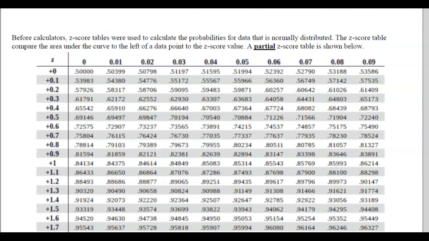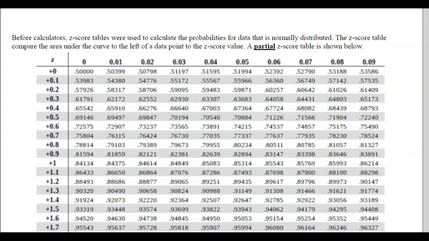Take a look at the next page. For calculators, z-score tables were used to calculate the probabilities for data that is normally distributed. The z-score table compares the area under the curve to the left of the data point to the z-score value. A partial z-score table is shown below.